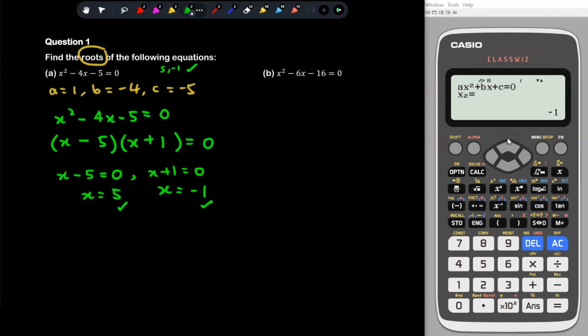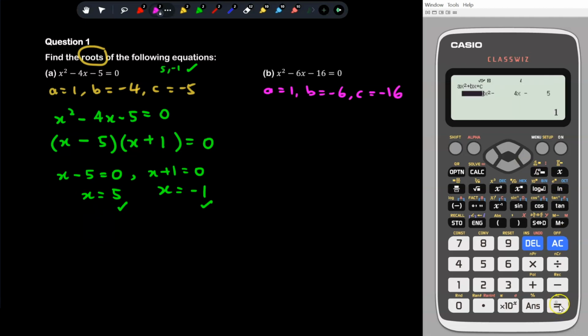So we solved already for A. Now let's try again for question B. For B, our A is equal to 1, B is negative 6, and C is negative 16. We're going to use the calculator again. So now our A is 1 equals, and then negative 6 equals, and then negative 16. We get our roots are 8 and negative 2.